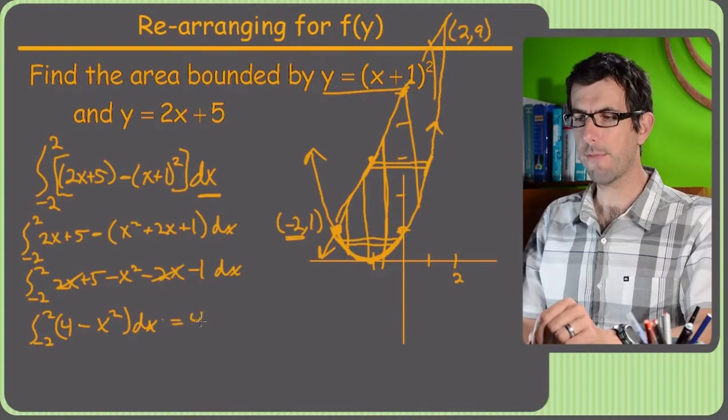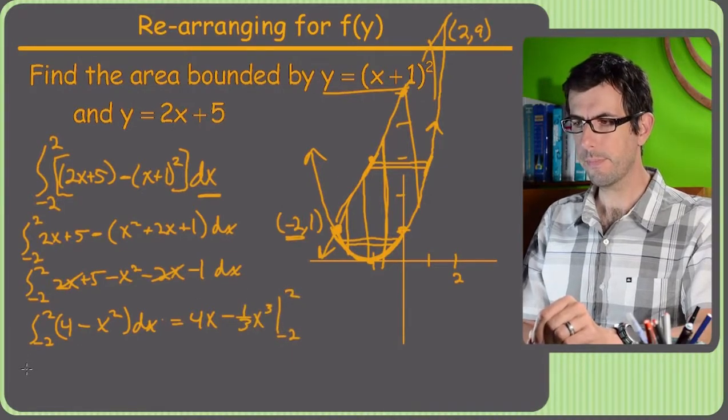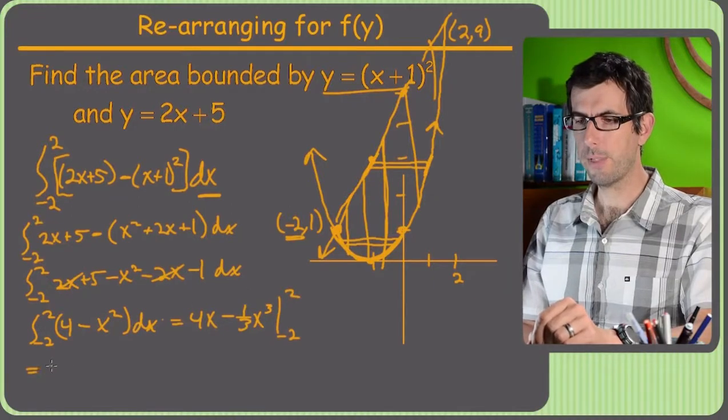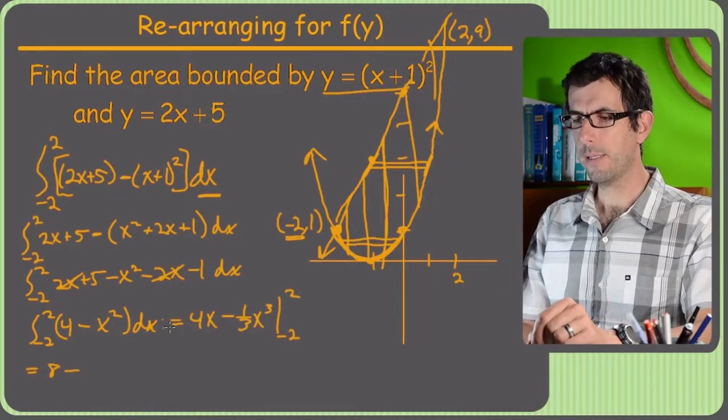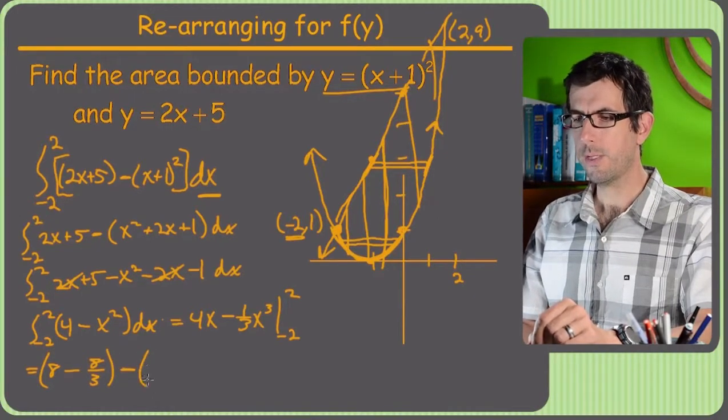Now we just integrate, so we get 4x minus 1/3 x cubed from -2 to 2. Alright, we plug in 2, we get 4 times 2 is 8, minus 8/3. Boy, that 8/3 comes up a lot, doesn't it? That's because basically every time you integrate a parabola, you end up with something like that. So that was our top limit of integration.